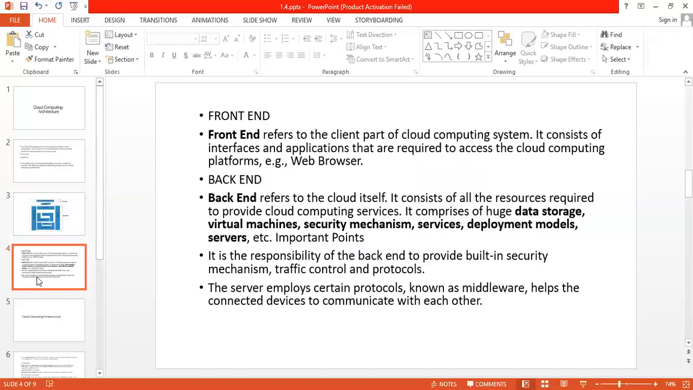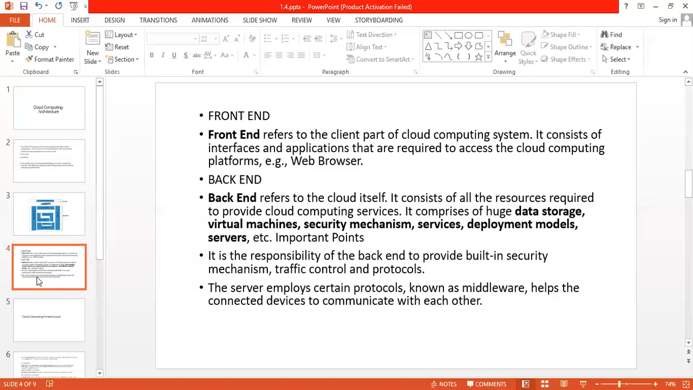Now front end refers to client part of cloud computing system. It consists of interfaces and applications that are required to access the cloud computing platform. For example, web browser. So here the idea will get clear, what is meant by front end. That front end refers to client part of the cloud computing. It consists of interfaces and applications that are required to access the cloud computing platform, like a web browser.